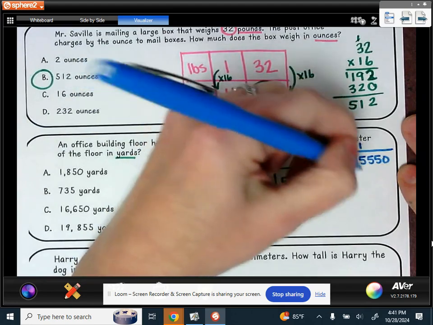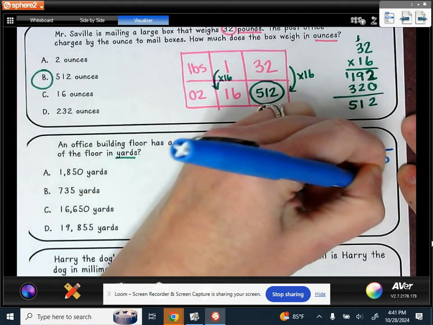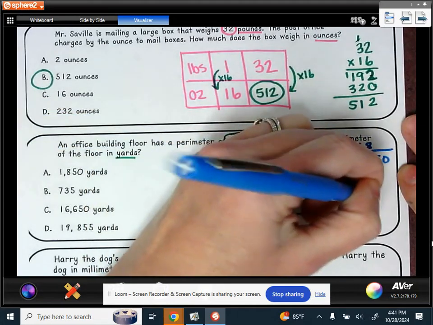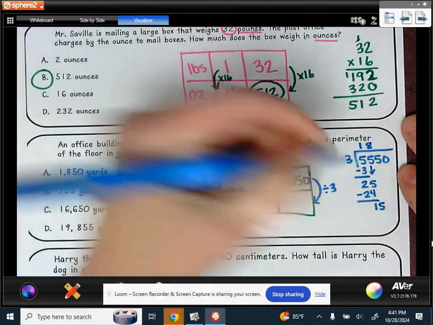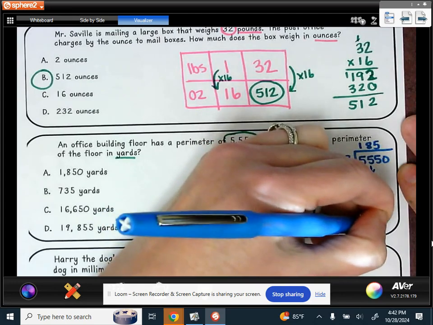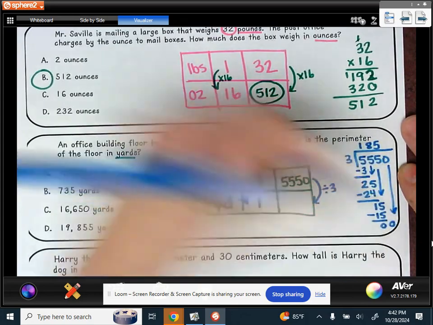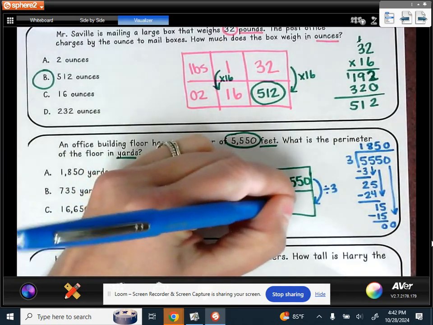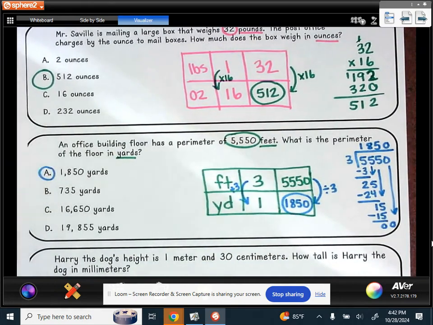3 goes into 5 one time. 3 times 1 is 3. We subtract. We bring down. 3 goes into 25 8 times. That's 24. We subtract. We bring down. 3 goes into 15 5 times. That's 15. We subtract. Yes, it's a 0, but we're not done because we still need to bring down our last number, which is a 0. 3 goes into 0 0 times. So the answer is 1,850 yards, which is answer choice A.